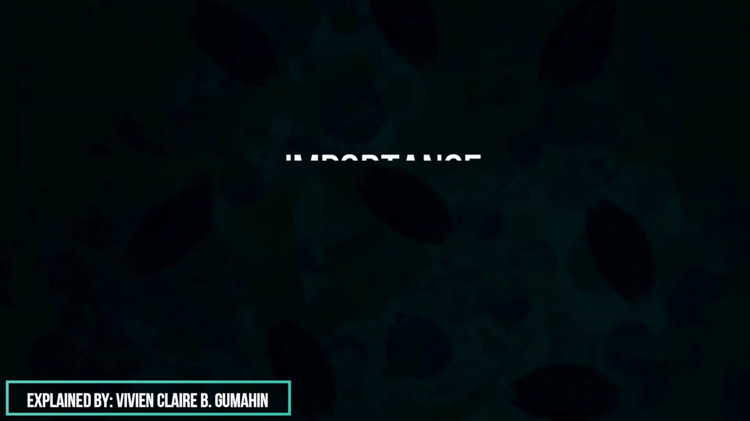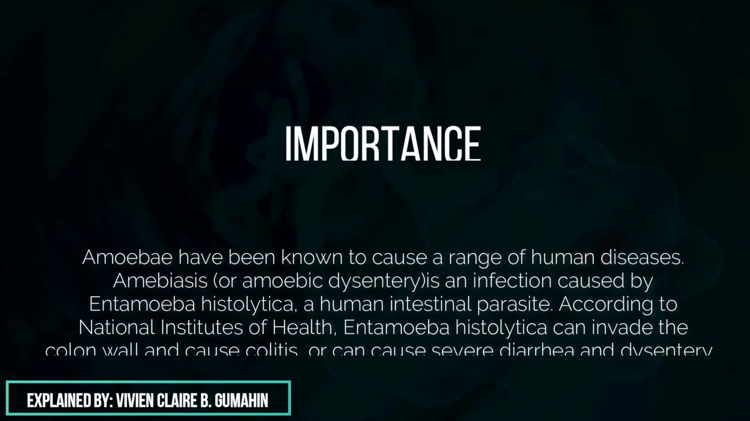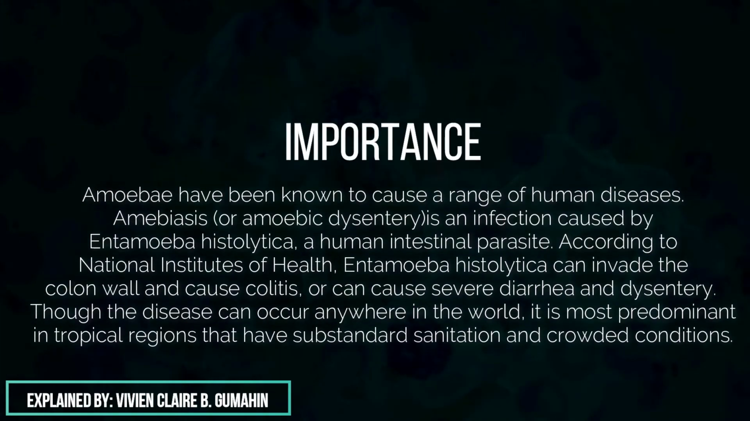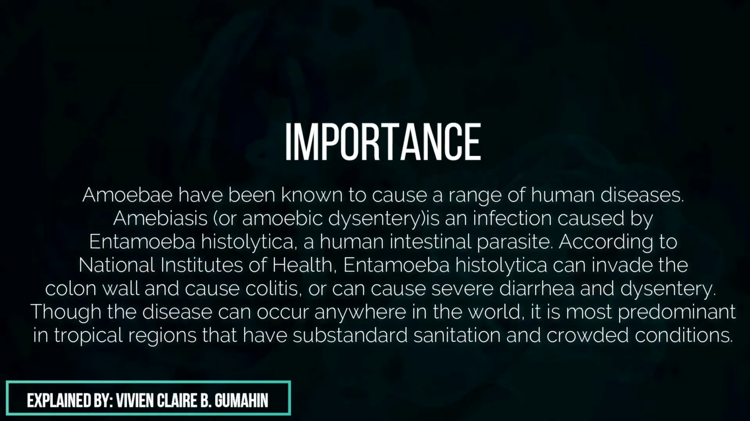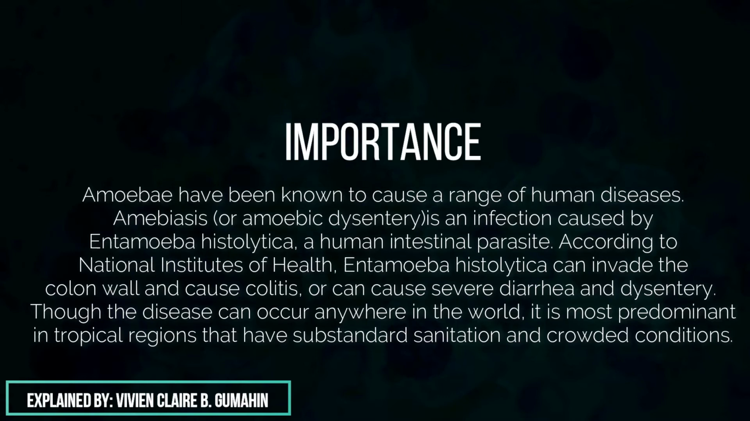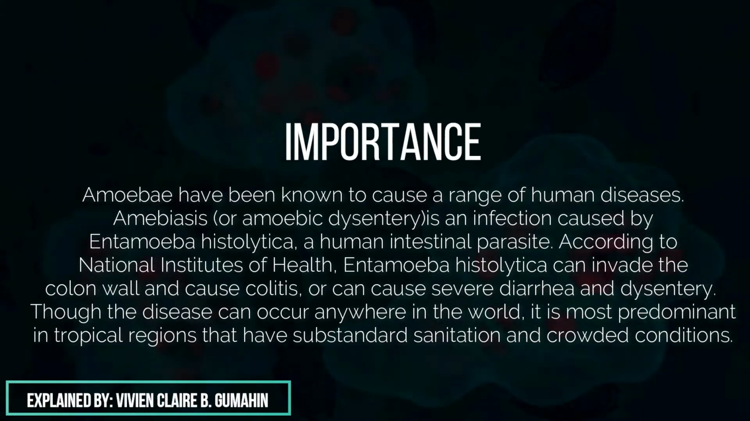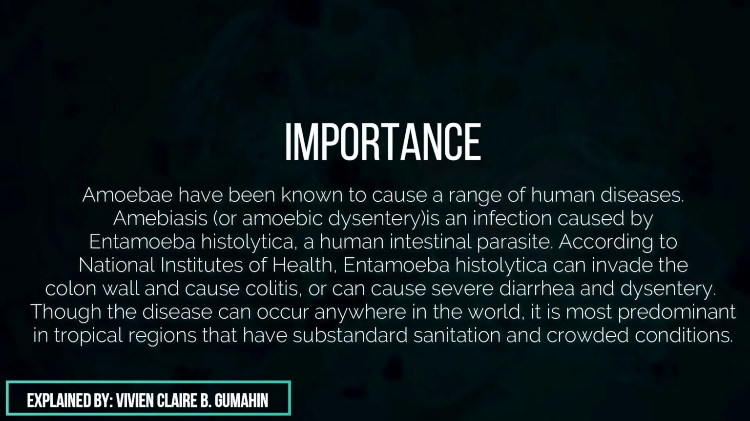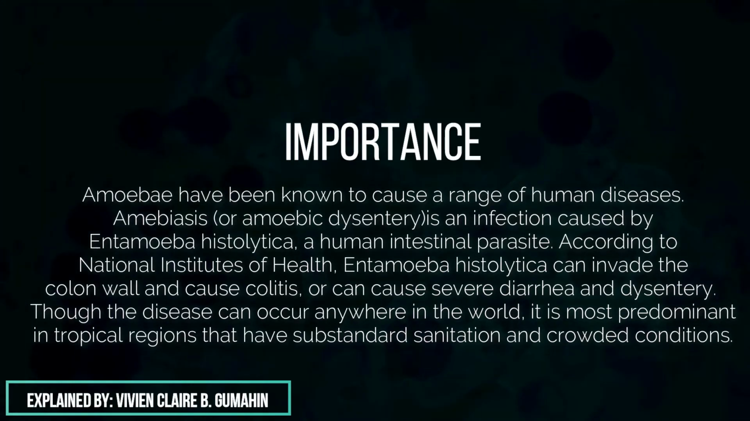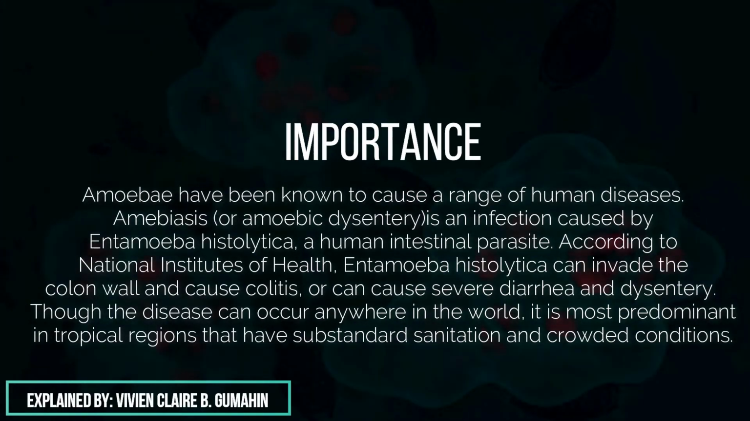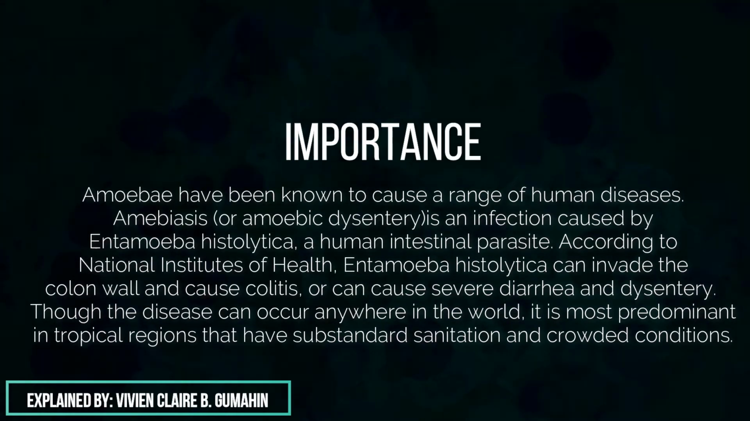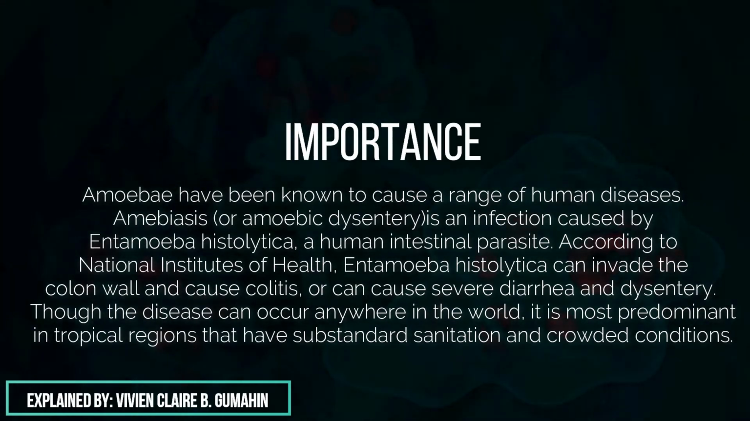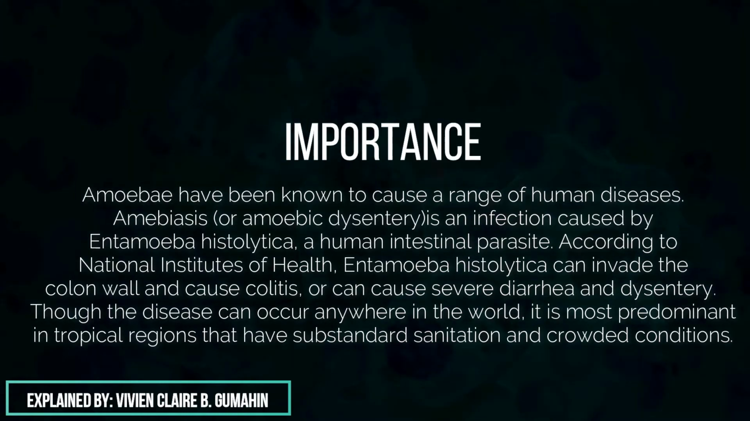Amoebae have been known to cause a range of human diseases. Amoebiasis or amoebic dysentery is an infection caused by Entamoeba histolytica, a human intestinal parasite. According to the National Institutes of Health, Entamoeba histolytica can invade the colon wall and cause colitis, or it can cause severe diarrhea or dysentery. Though the disease can occur anywhere in the world, it is most predominant in tropical regions that have substandard sanitation and crowded conditions.